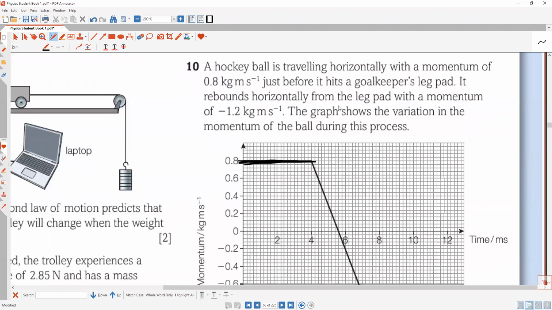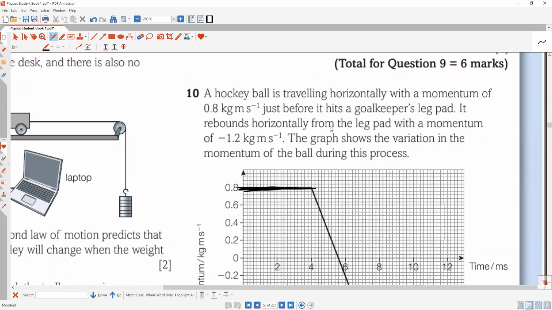The graph shows the variation in the momentum of the ball during the process. Everybody understood this situation, what's happening here?